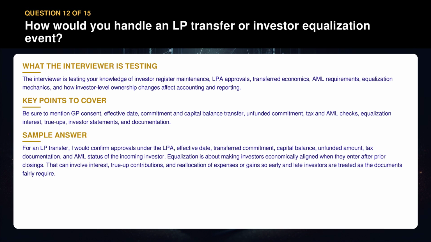For an LP transfer, I would confirm approvals under the LPA, effective date, transferred commitment, capital balance, unfunded amount, tax documentation, and AML status of the incoming investor. Equalization is about making investors economically aligned when they enter after prior closings. That can involve interest, true-up contributions, and reallocation of expenses or gains, so early and late investors are treated as the documents fairly require.